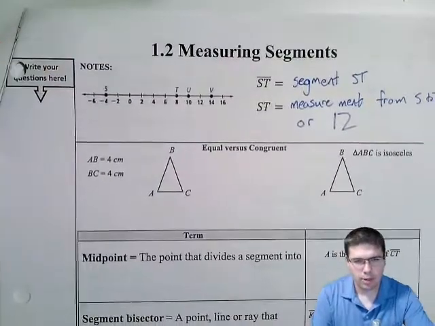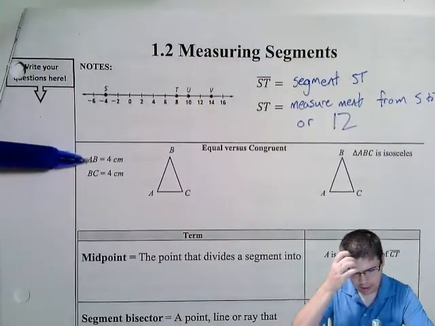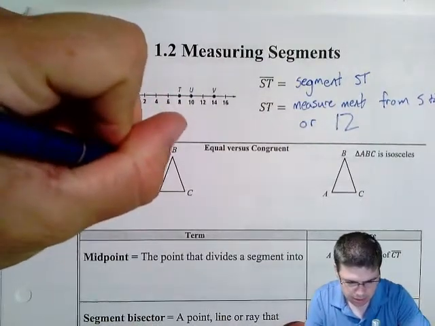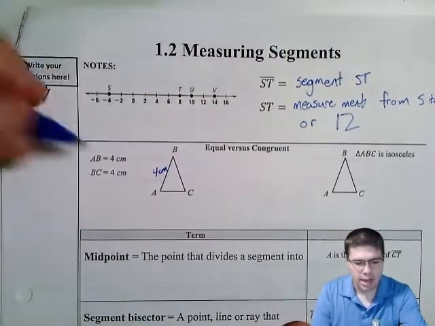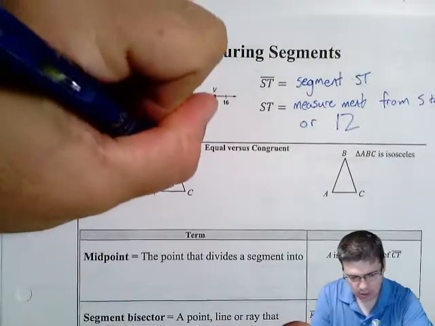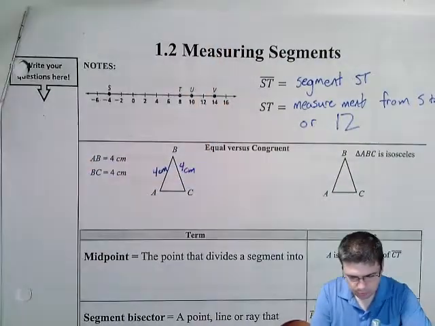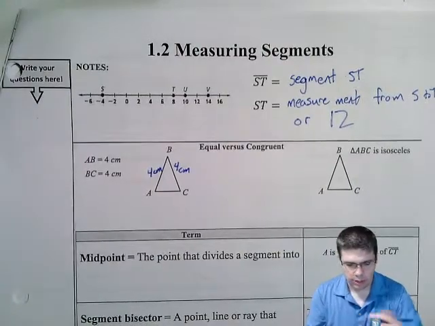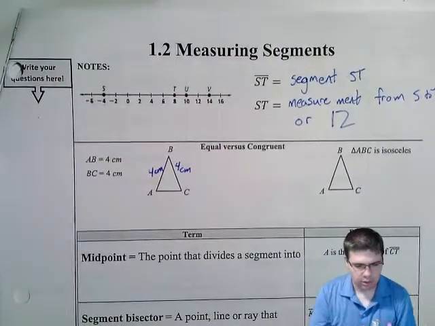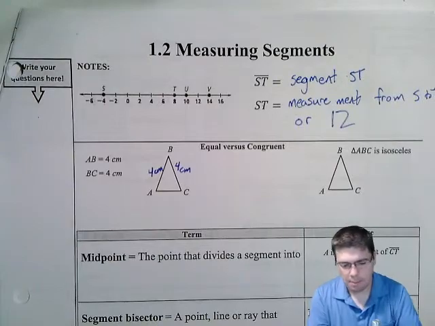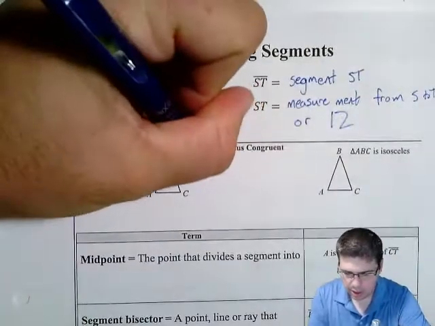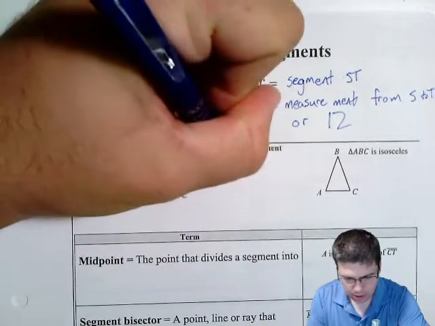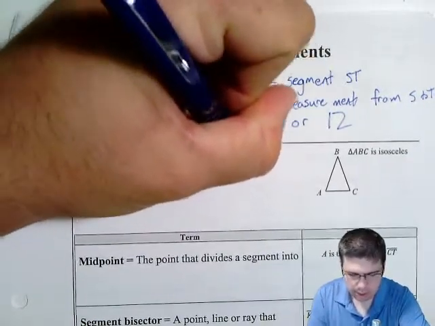So if we come down here, what this is telling us is that the measure from A to B is 4 centimeters. And the measure from B to C is also 4 centimeters. All right, so we get into this idea of what is equal versus congruent. Equal is when we're talking about measures or quantities. So when we're talking about equal, we're dealing with numbers.